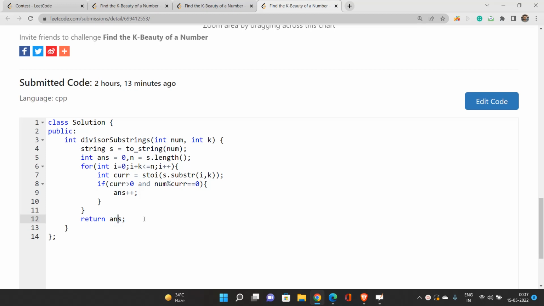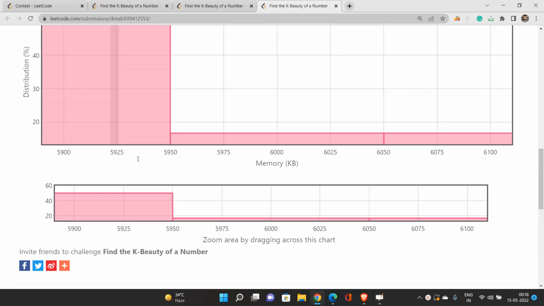If you look at the time complexity of this solution, it would be the length of this string s times the substring length k, like n into k, and you can see n is very small, so it passes all the test cases. The space complexity would be O of n, because we are making a string of length n.